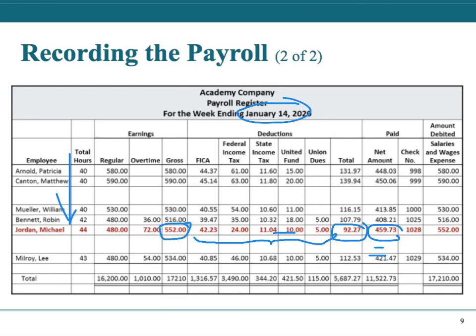Amount debited, so debit will be to salaries and wages expense, and then credits will be to each respective deduction with the word payable to it. So it will be credit to FICA payable for the total amount, credit to federal income tax payable with this amount, state income tax payable, etc. And what is the very final credit for this net amount paid? That will be either cash if payment was done right away, or if they're still cutting checks and they were not distributed, then it will be salaries and wages payable.